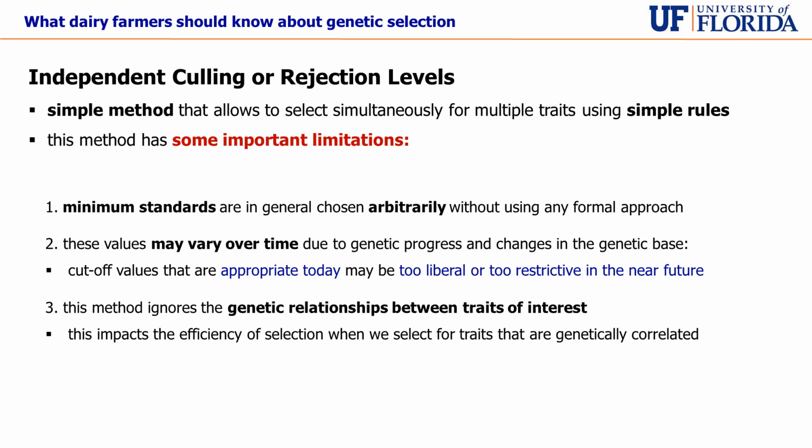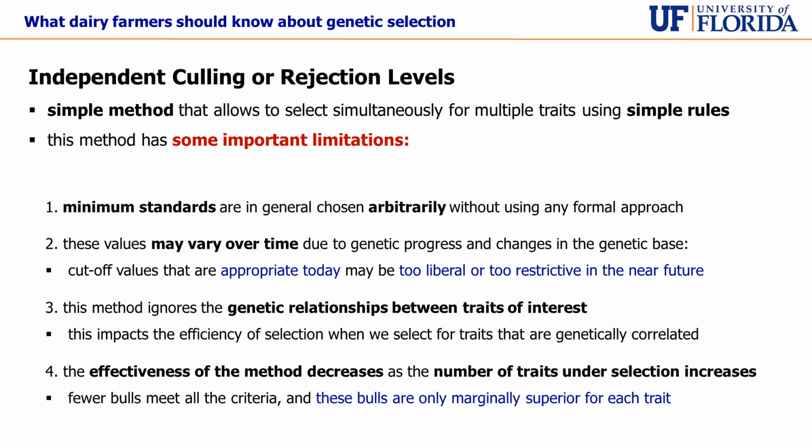The third argument is that this method completely ignores the genetic relationship between traits of interest. For example, production traits, milk yield, protein yield, fat yield, are highly correlated, and this method ignores this. And this impacts the efficiency of selection, actually impacts it negatively, when we select for traits that are genetically correlated. And finally, even more important, the effectiveness of this method, what they call independent culling or rejection levels, decreases as the number of traits under selection increases. And at the end of the day, if we use this, we end up with fewer bulls that meet all the criteria, and these bulls are only marginally superior for each trait. We don't have any rock stars. We probably have a bunch of mediocre bulls.